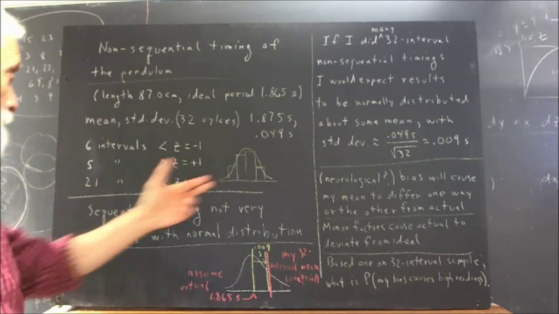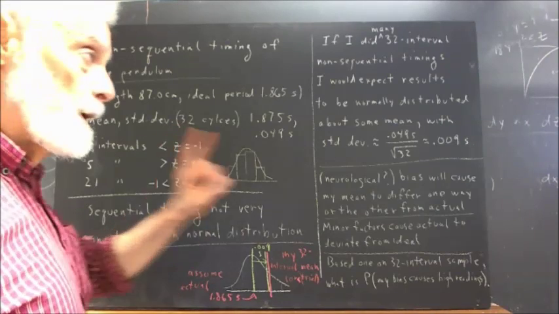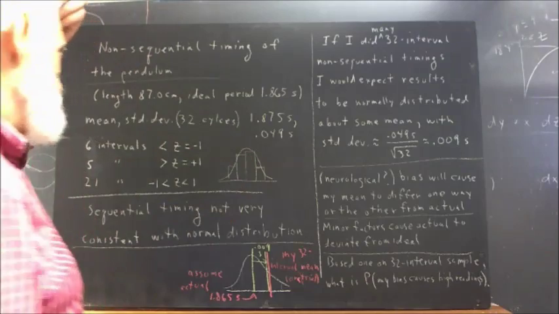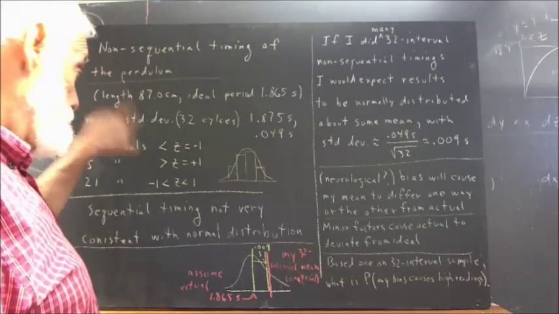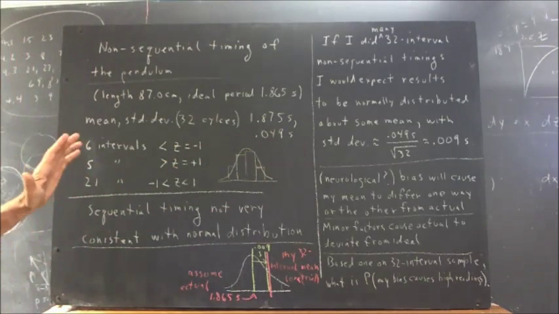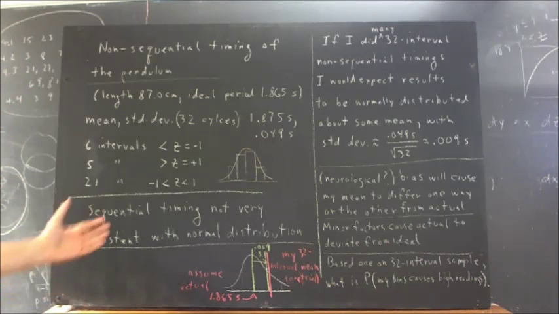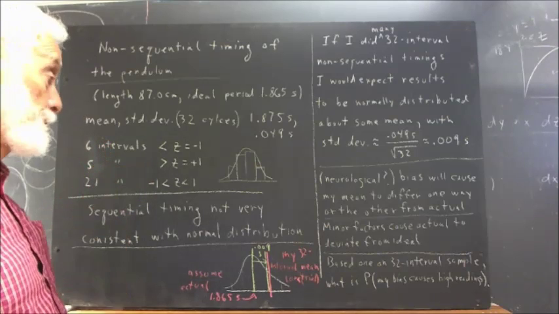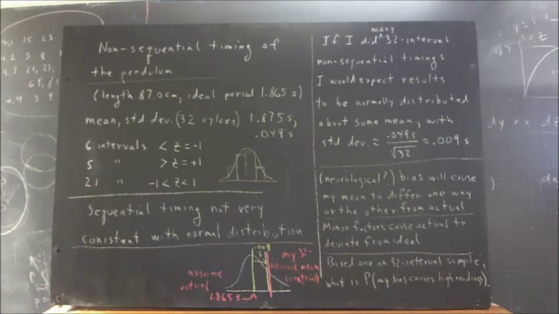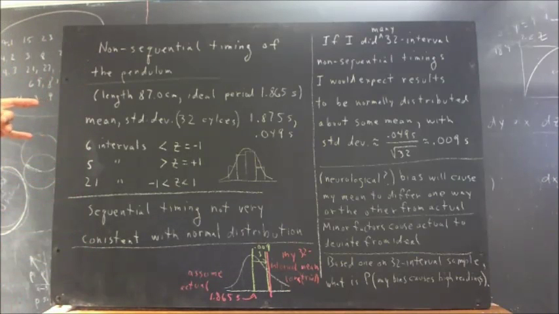While sequential timing is not very consistent with the normal distribution, there's at least some indication, based on my 32 interval trial, that we do get a more normal distribution when timing the intervals independently rather than sequentially. So this, of course, is something that should be investigated much more thoroughly, but there's at least an indication, and there's actually a good basis for an independent experiment for anyone to do.